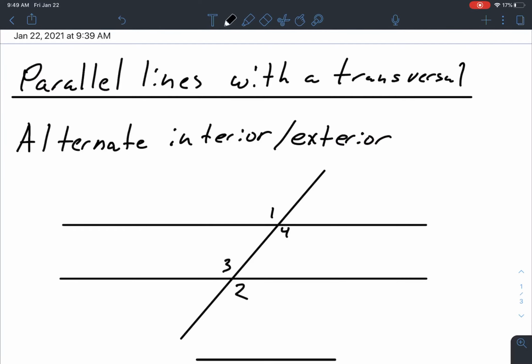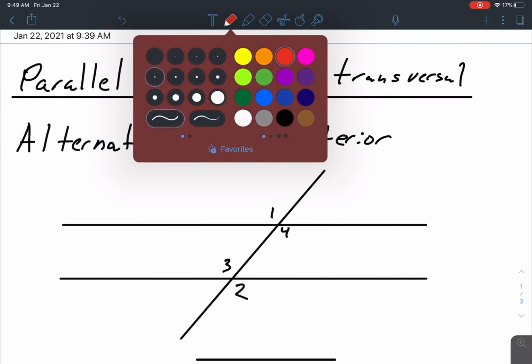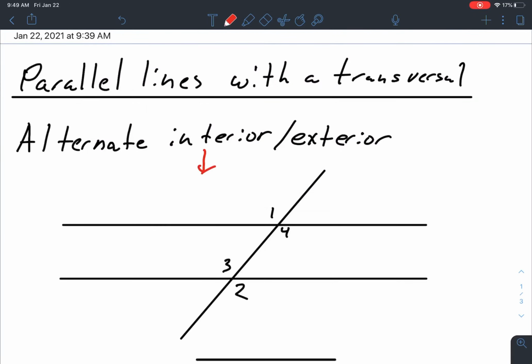Okay, so first of all, I'm going to talk about alternate interior and exterior angles. In this, the interior angles are, well, 3 and 4. So what are they interior of? Well, they're interior of these parallel lines here. And the transversal tells you what side they are on. These are alternate sided, so they're on alternate sides of the transversal, and they are on the interior of the parallel lines. That's how you know which angles are which.